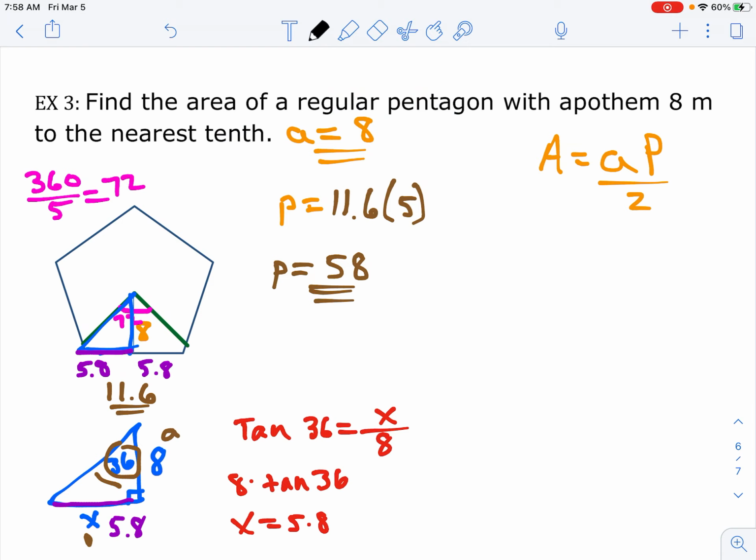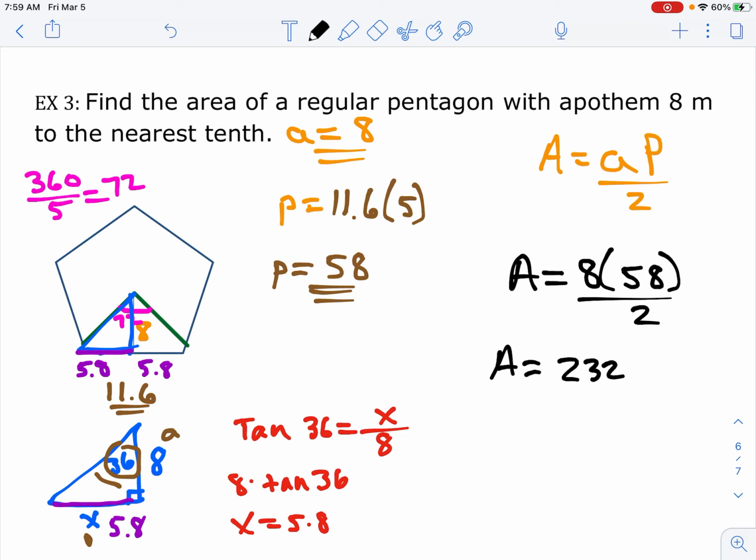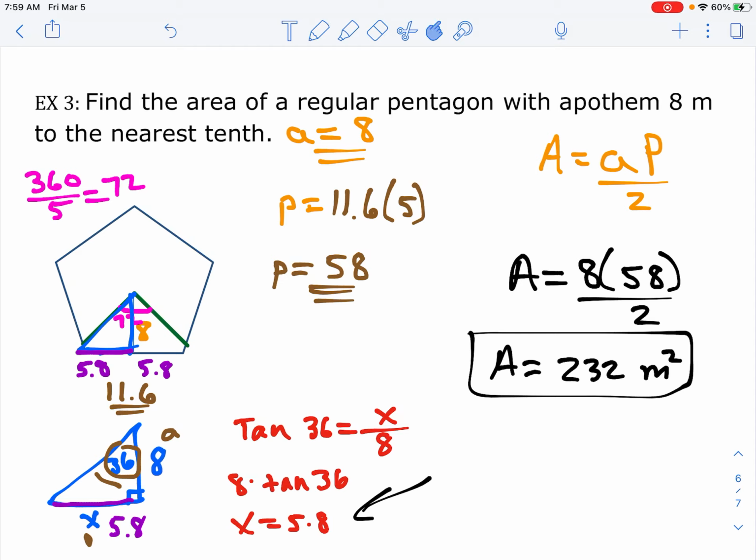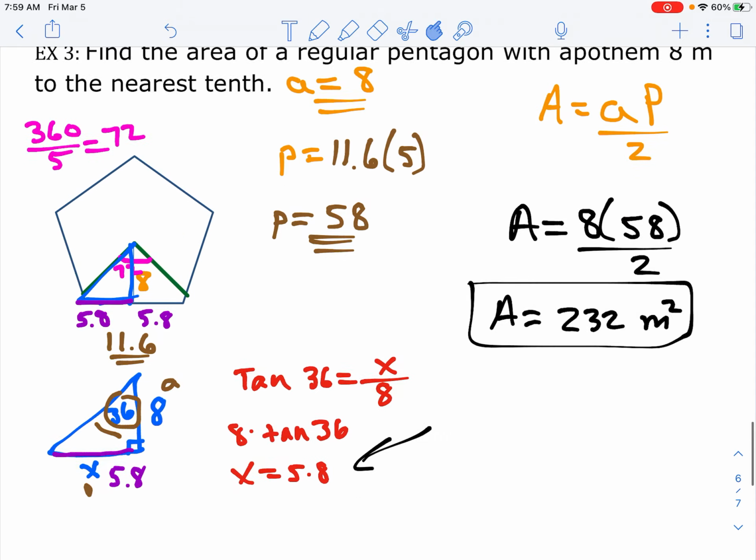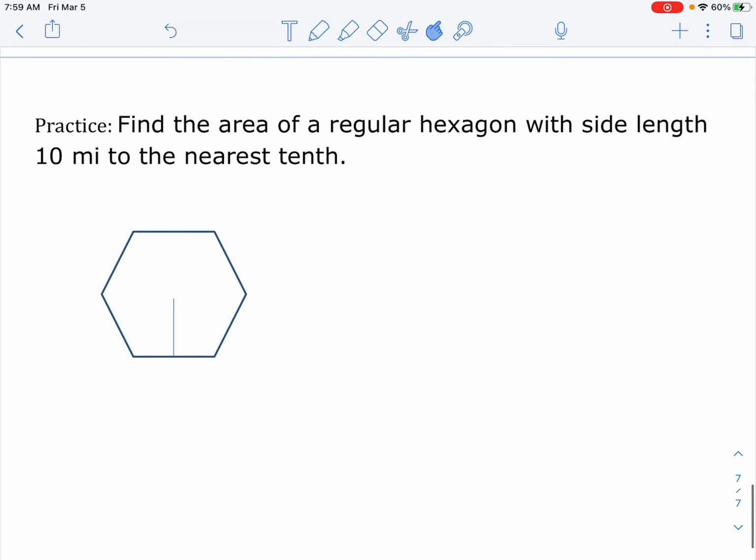Well, now we've got all the bits of information that we need, so let's take apothem 8 times perimeter 58 divided by 2. When I do that, I get 232 m squared. Notice when we do our tan over here, make sure you're rounding that to the nearest tenth so that our answers can match as close as possible. All right, let's go through one more example, and then we'll get into some practice.